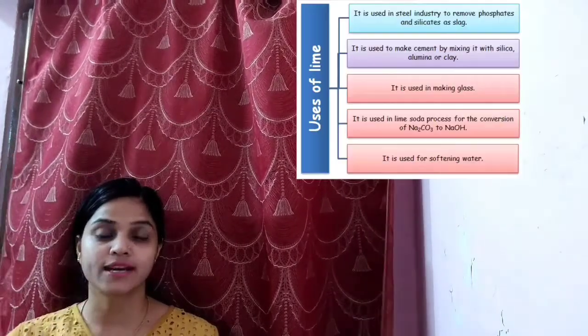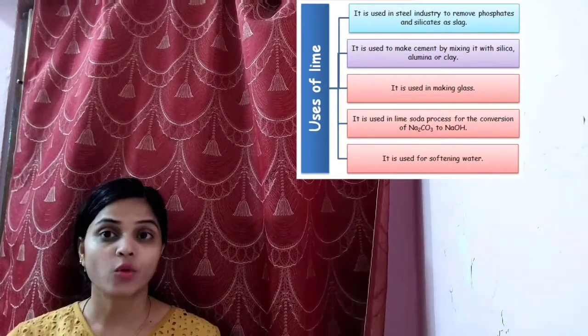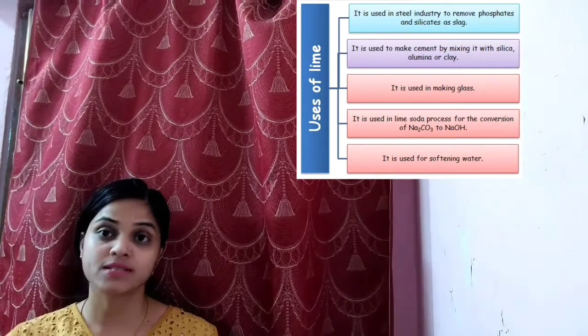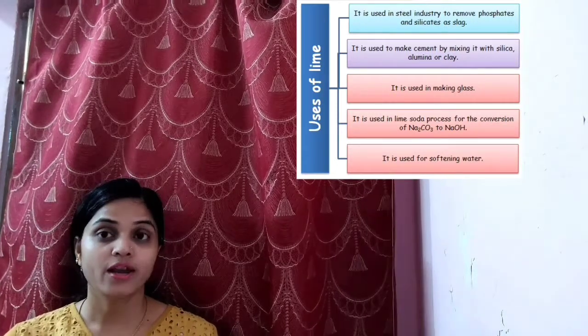Now its uses. It is used as a drying agent in drying ammonia and alcohol, in the manufacture of cement, glass, calcium chloride, and in whitewashing.